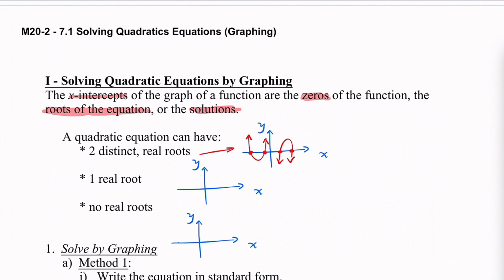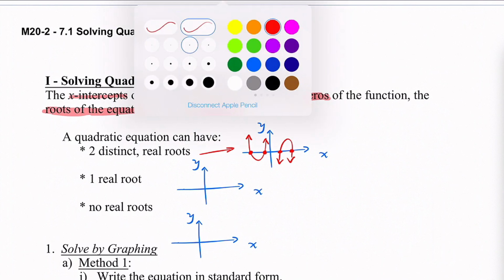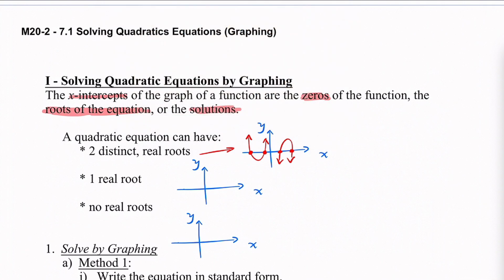The next one, for one real root, we just have to draw a graph where it touches the x-axis only once. So that would look something like this, or this. In both cases, it just touches at one spot.